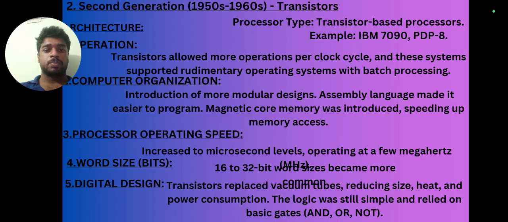Processor operating speed: it operates at microsecond levels, at a few megahertz, and the bit size is 16 to 32 bits. The digital design consists of transistors replacing vacuum tubes, reducing size, heat, and power consumption. The logic was still simple and relied on basic gates like AND, OR, and NOT gates.